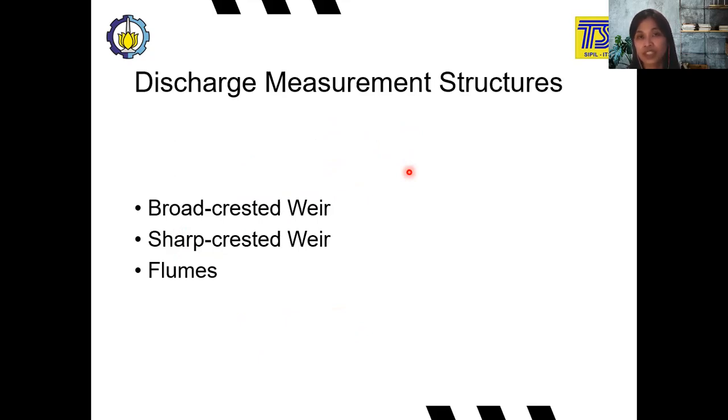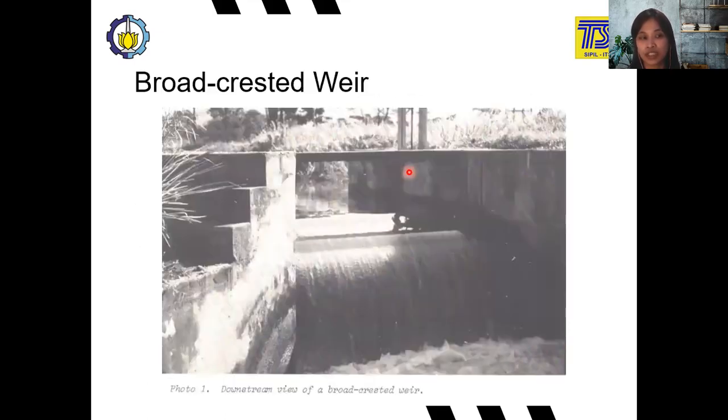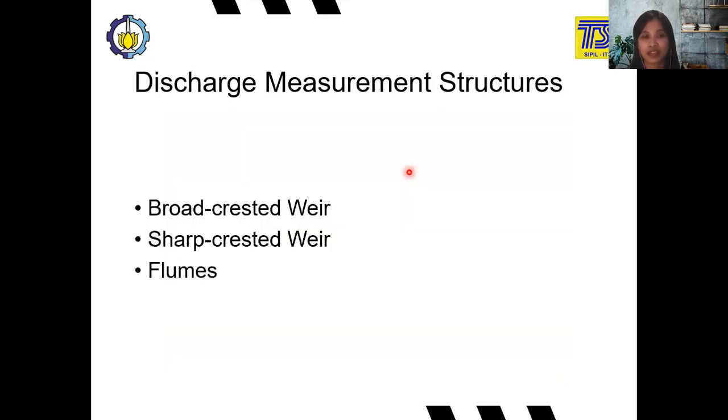And the second way, using the measurement structures, there are 3 main types of measurement structures. I bet you are already familiar with these types because you already did the laboratory practicum of fluid mechanics and hydraulics. So the broad-crested weir, the sharp-crested weir, and also flumes, these 3 you already did in the fluid mechanics and hydrological experiment.